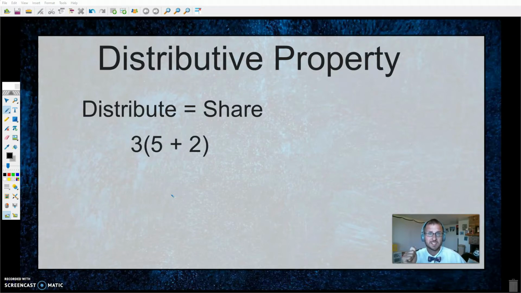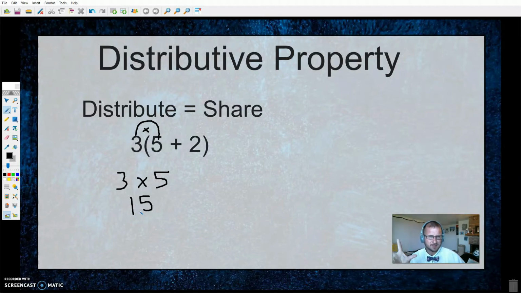And distribute means to share. So, we know that that 3 next to the parenthesis means multiply. Well, that 3 is going to share himself out. He's going to go, what is 3 times 5? So 3 multiply 5 is 15.